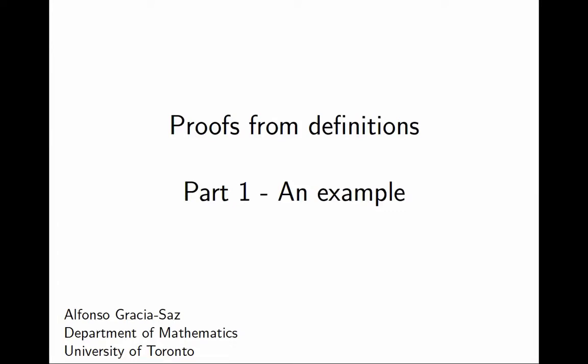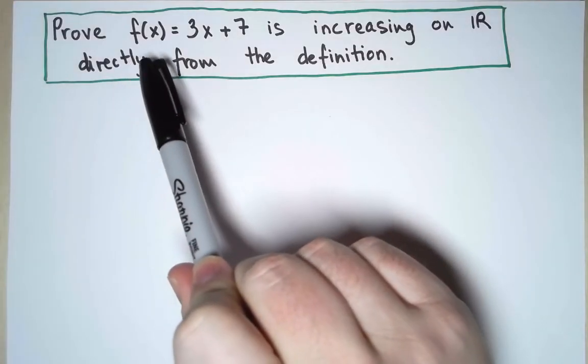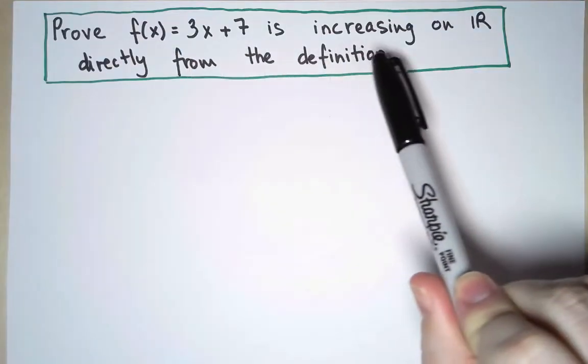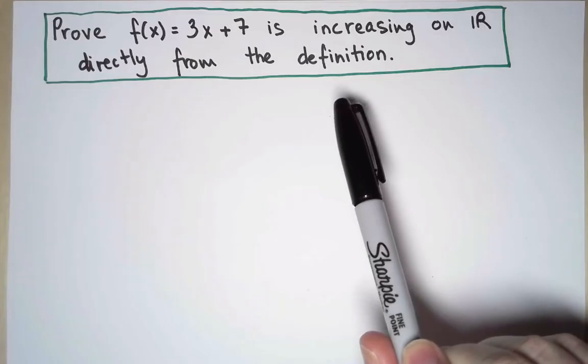When we write a mathematical proof, we often need to use the definitions of the concepts that appear in the statement. In this video, I will illustrate how we can prove that an example satisfies the definition. I want to prove that the function defined by the equation f of x equals 3x plus 7 is increasing on the real numbers, and I want to do it directly from the definition.